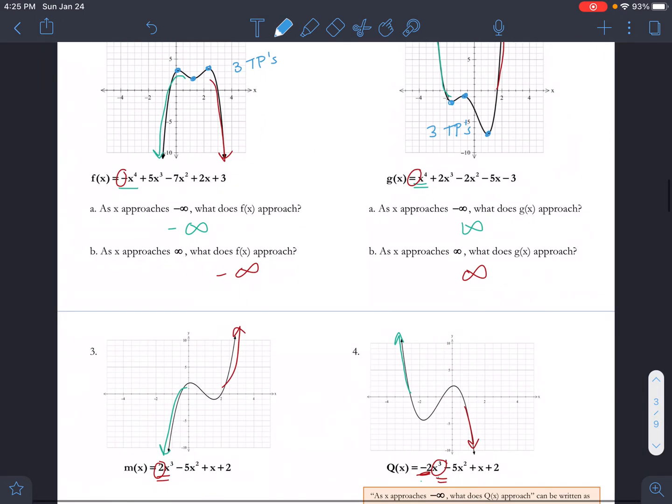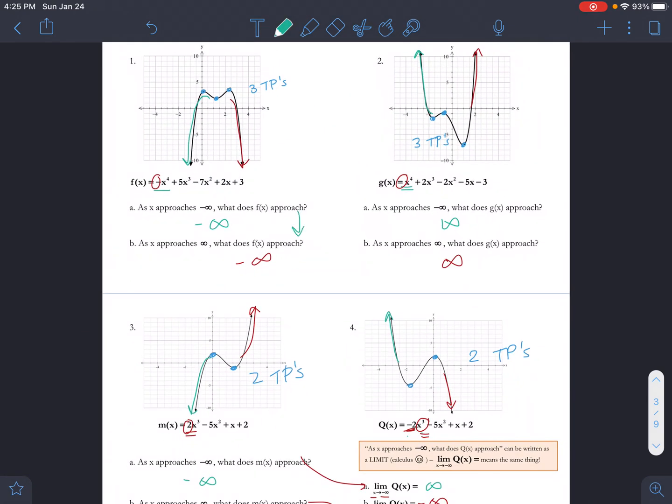And then on number 3 here, you had a max and you had a min. So 2 turning points. And we had a min and a max, so 2 turning points. All right, so you'll notice also with the arrows, we also had some information there. When we go towards negative infinity, we're pointing down.